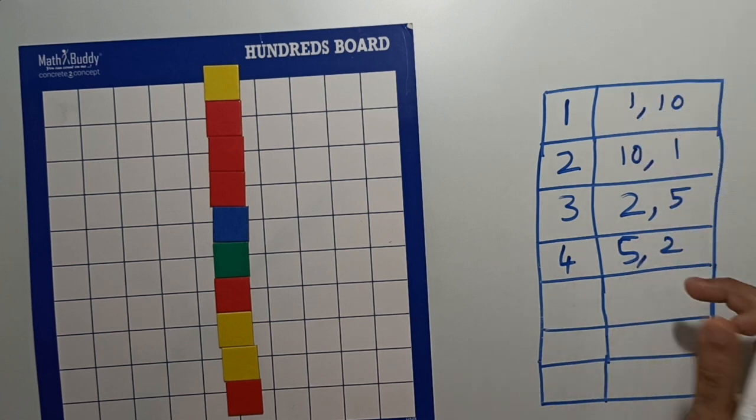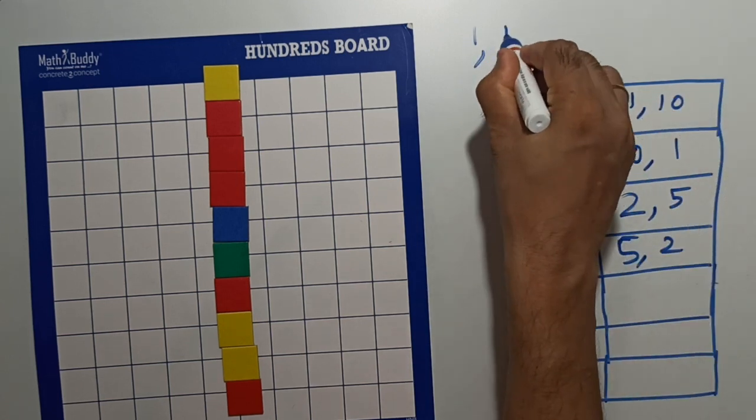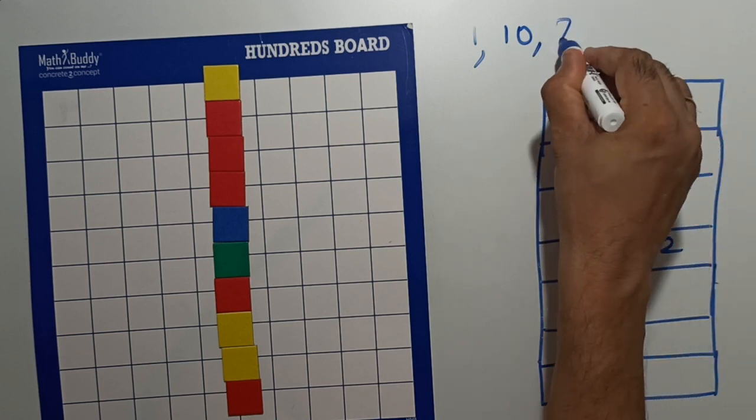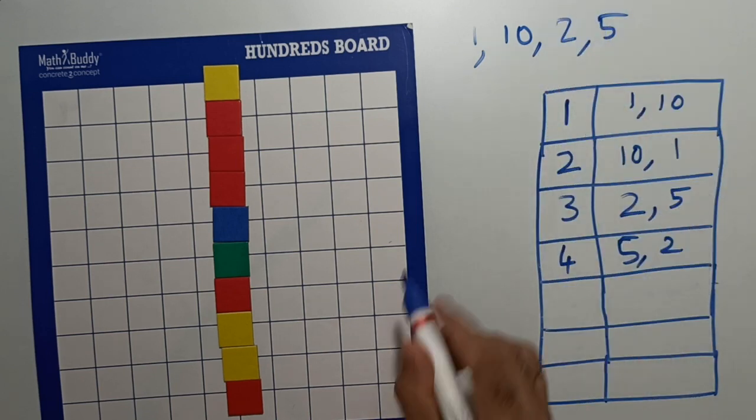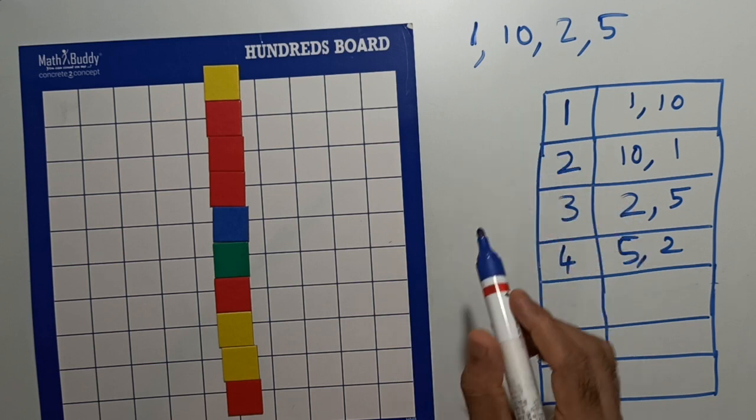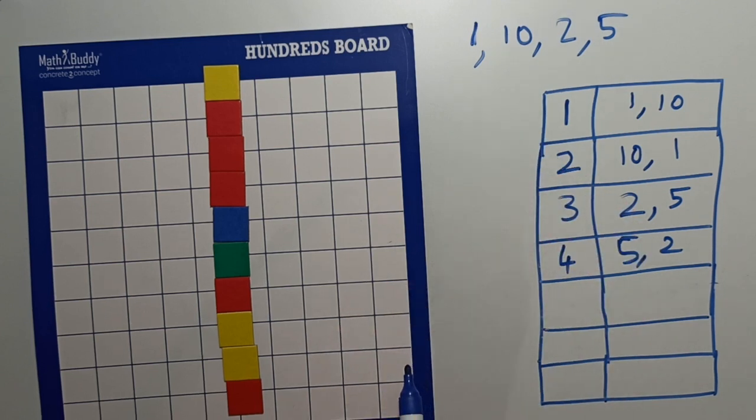So what are the factors? What are the unique ones that you have? You've got 1, 10, then you got 2 and 5. So these are called factors of the number 10.